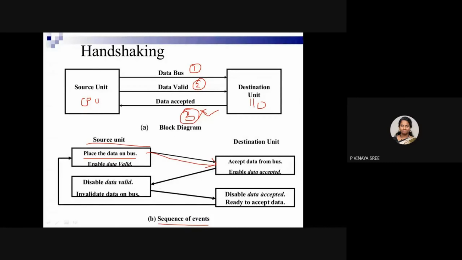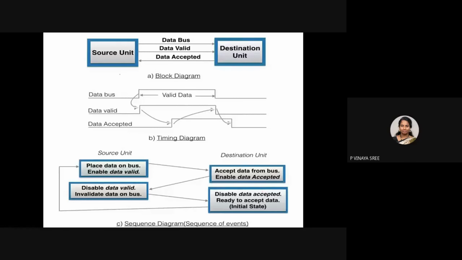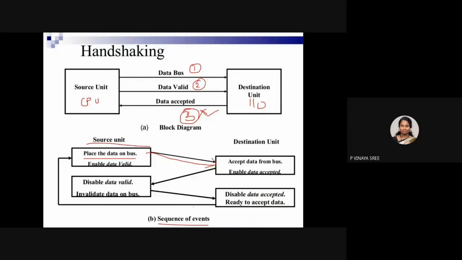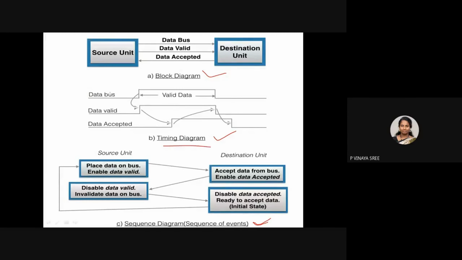We will see the same concept with the help of timing diagrams. There is a block diagram, a timing diagram, and a sequence of events. The block diagram and sequence of events are done. Now we go for the timing diagram. First it places the data, then it enables the data valid signal. Then after some time period, the data accepted signal comes, so the data has been accepted.